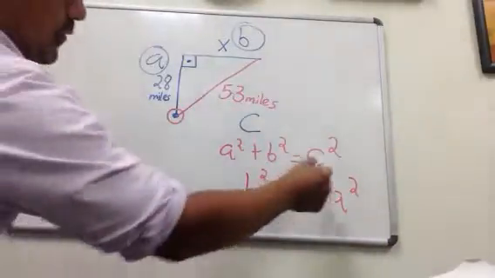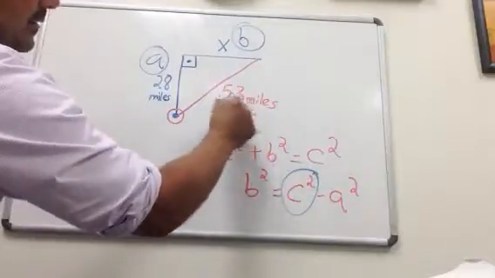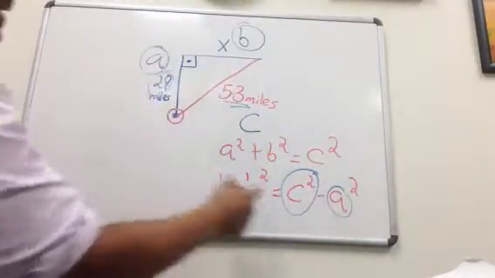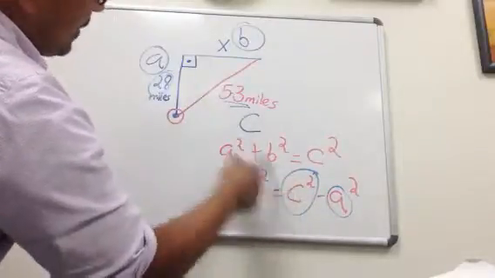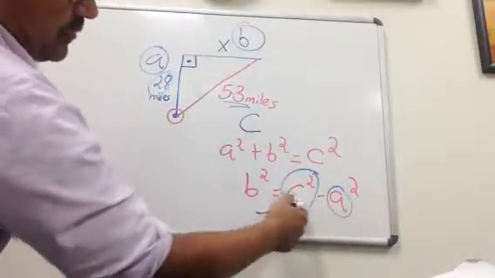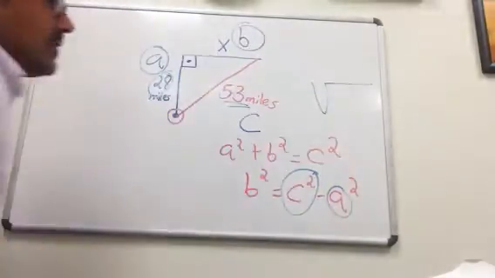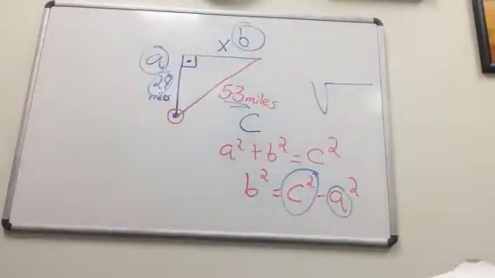And remember, you know the value of this, which is 53. You know the value of A, which is 28, and then remember, you square 53 squared, 28 squared, you do the subtraction, and you get B squared. Remember, once again, you want to do the square root, which is this sign, and that's going to give you the missing distance. Okay?